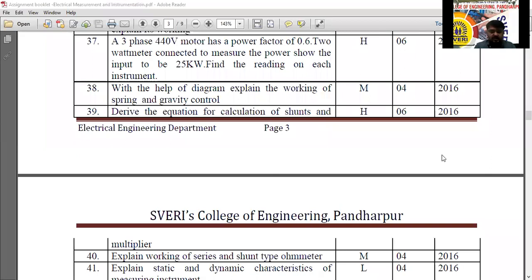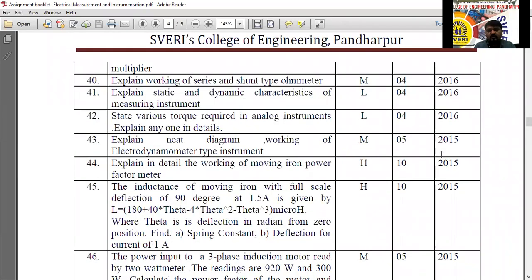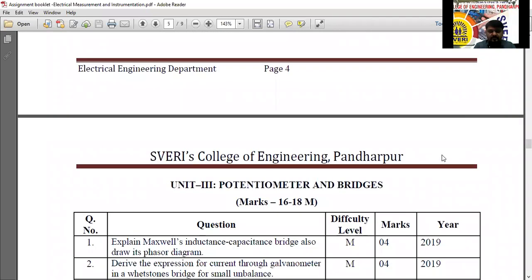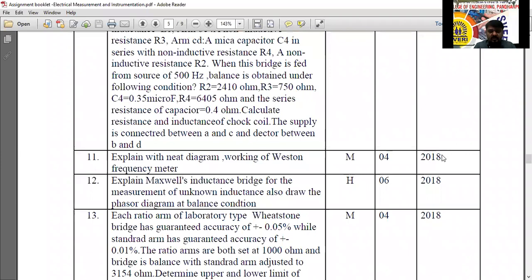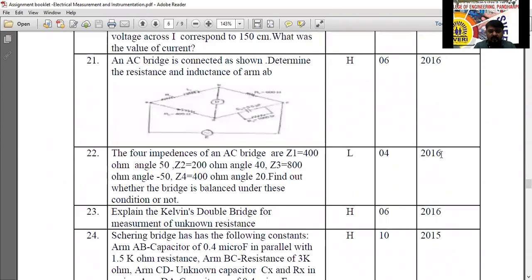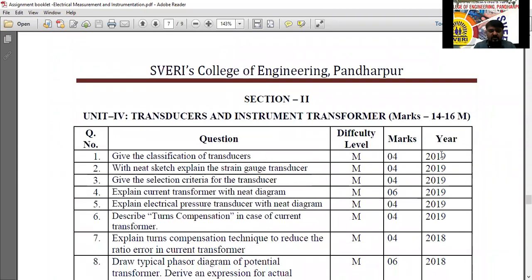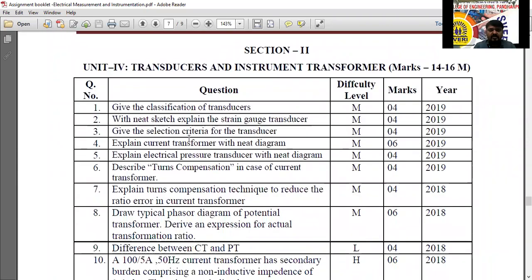Before starting the syllabus, I'll give the 4th assignment. You take down the 4th assignment. Assignment 3 is already given, so this is assignment number 4. Before the introduction of chapter 4, I'll give the assignment first. Write this one. Give the classification of transducer. Question number 1. With neat sketch, explain the strain gauge. Strain gauge, don't write that, it is not in the syllabus now.